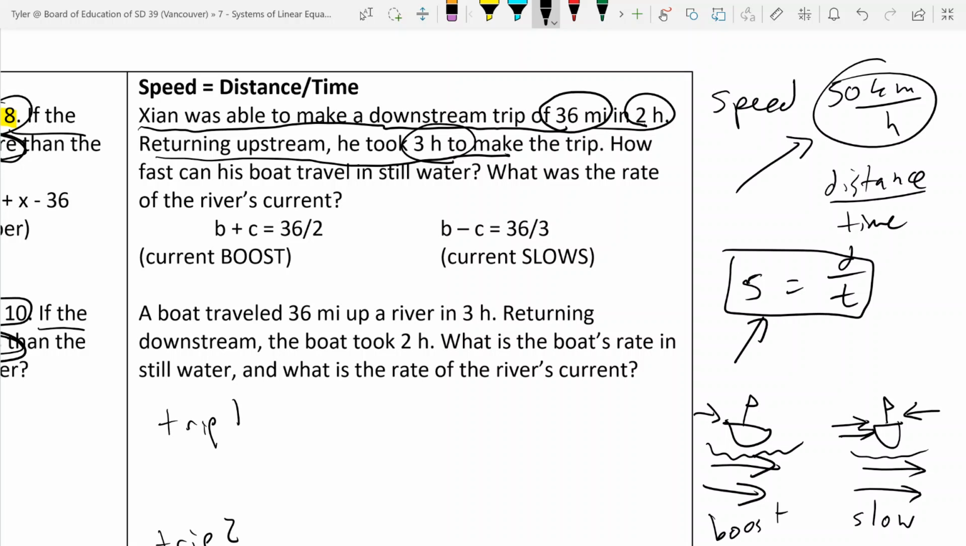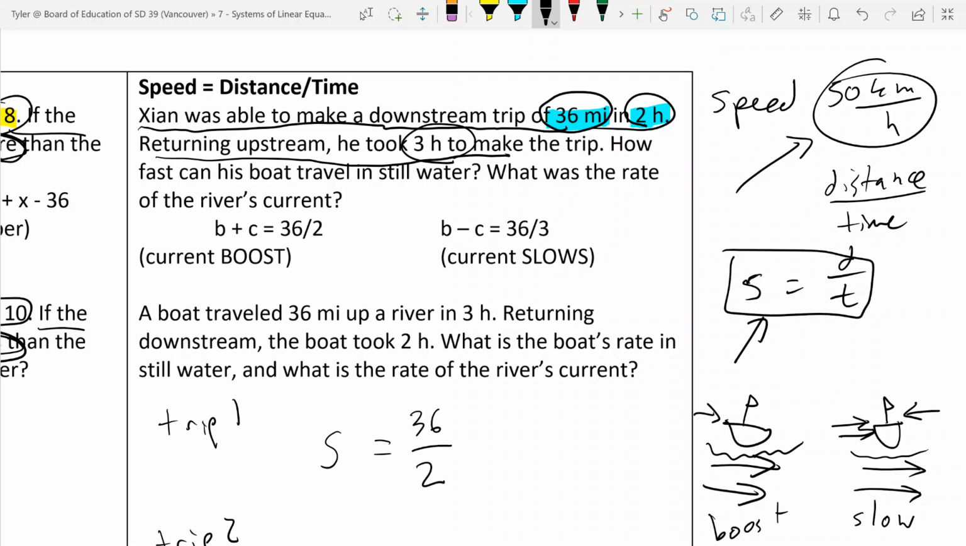So let's try to write an equation that shows what's going on, okay? We're going to write our formula, speed equals distance over time, for trip 1. For trip 1, it was 36 miles in 2 hours. So let's put the numbers in. 36 miles is the distance, 36. The time is going to be 2 hours. Cool.